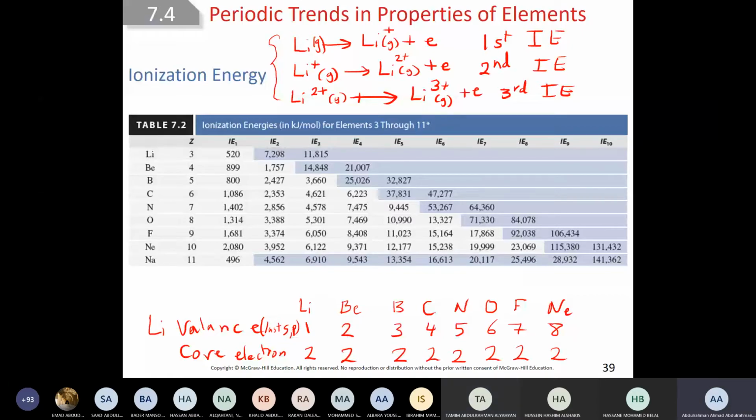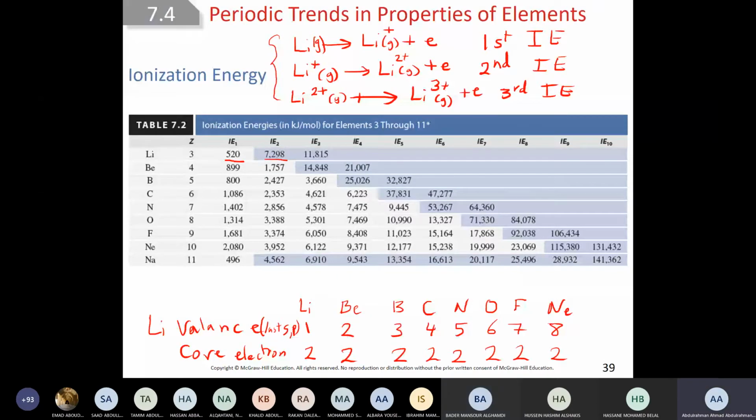I want you to notice here, look at lithium. What was the first ionization energy, the value? 520. What's the second ionization energy? 7,000. I want you to tell me why you think there is this big increase. Because after losing the first one, there is only the 1s level and it is full. So it's harder to remove. Exactly.